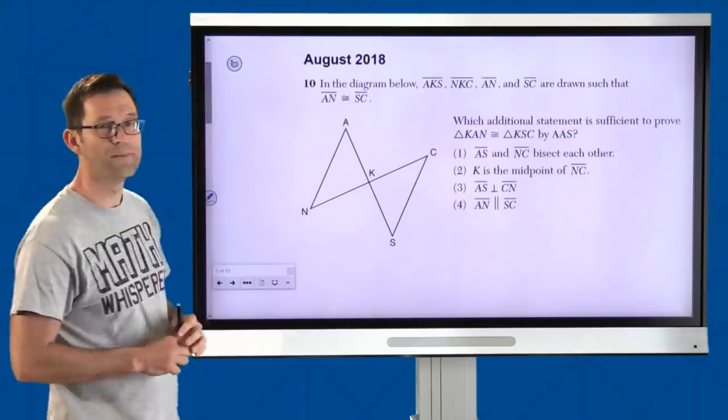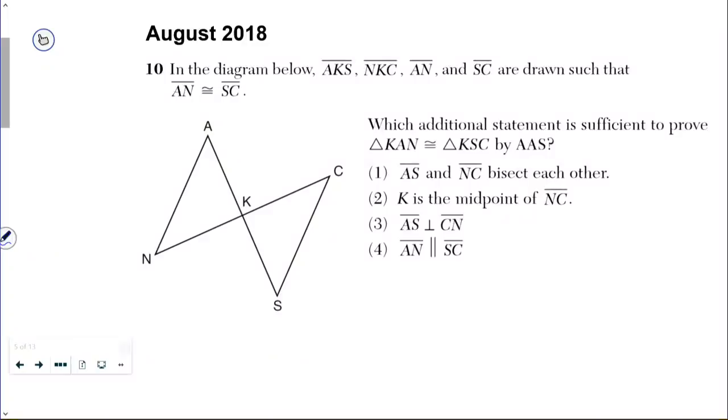August 2018. In the diagram below, AKS, NKC, AN, and SC are drawn such that AN is congruent to SC. I'm going to mark that right now on the diagram. AN is congruent to SC. Which additional statement is sufficient? This word means enough, right? Which statement is enough to prove that triangle KAN is congruent to triangle KSC by AAS?